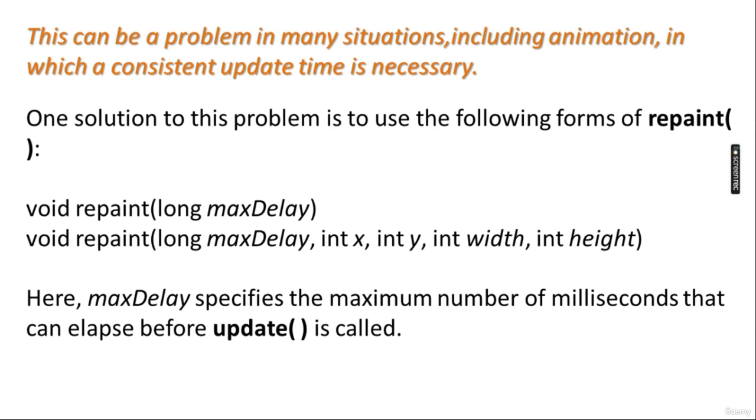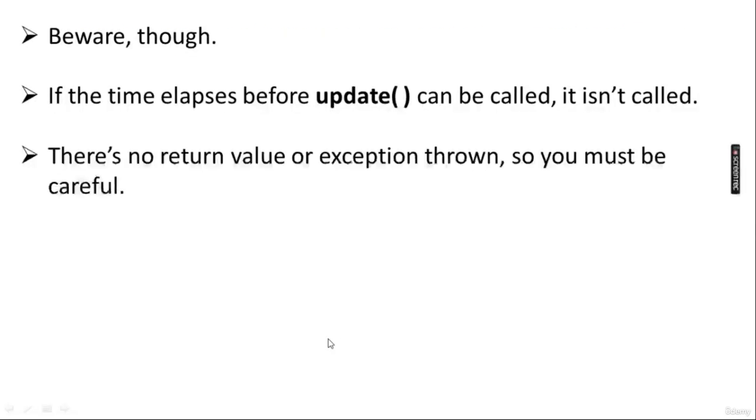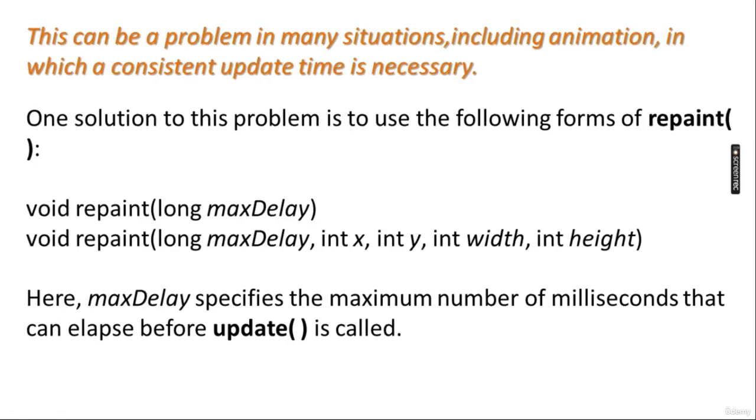your animation will not feel like your boy is actually walking. For that purpose, this repaint method is provided, which has the maximum delay, the maximum number of milliseconds that can elapse before update is called. Be aware though, if the time elapses before update can be called, it will not be called. There is no return value or exception thrown, so you must be careful that your maximum time should be as minimum as possible.